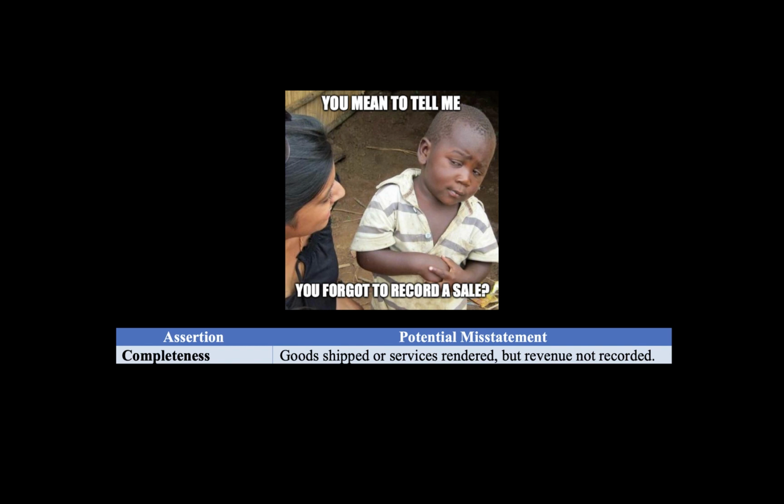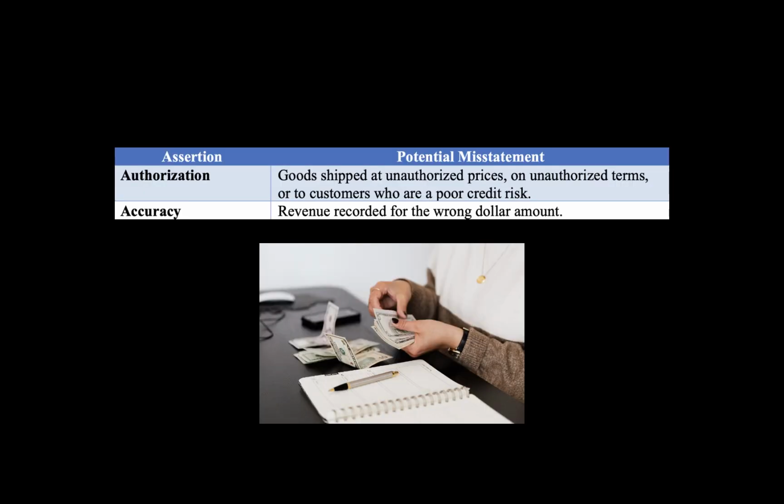Next, let's look at completeness. Management is asserting that all revenue transactions have been recorded. This assertion is less important than occurrence, as management typically has an incentive to overstate, not understate, sales. But mistakes happen, and it's possible the company didn't record all the sales that it should have. The authorization and accuracy assertions are also important. Were the goods shipped at authorized prices, and was the correct amount of revenue recorded?